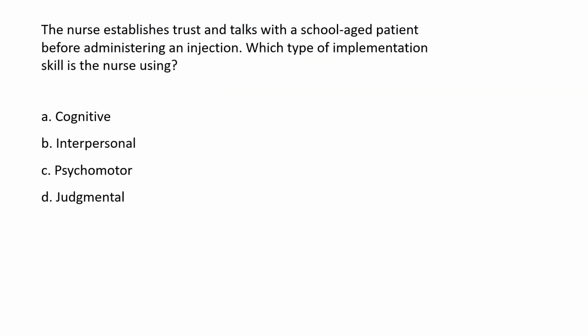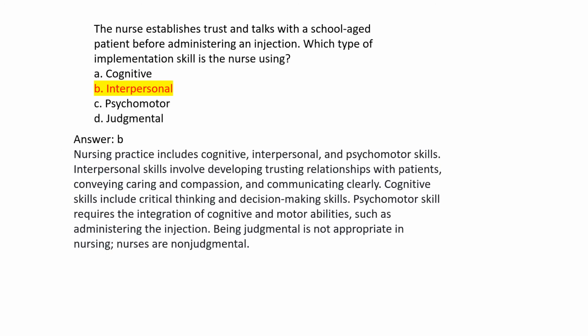The nurse establishes trust and talks with a school-aged patient before administering an injection. Which type of implementation skill is the nurse using? A. Cognitive. B. Interpersonal. C. Psychomotor. D. Judgmental. Answer B. Interpersonal. Nursing practice includes cognitive, interpersonal, and psychomotor skills.